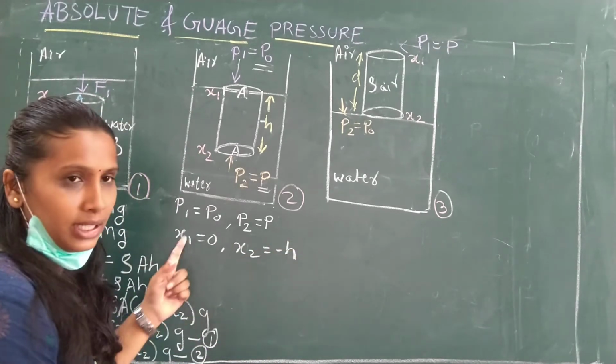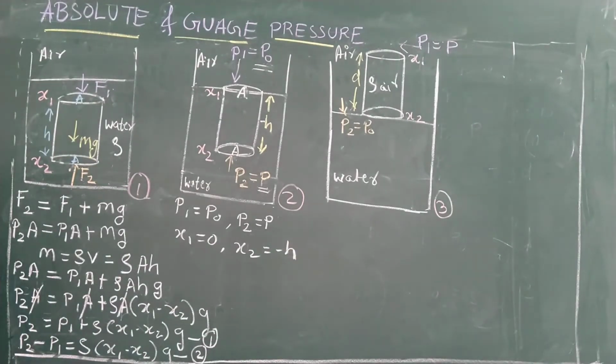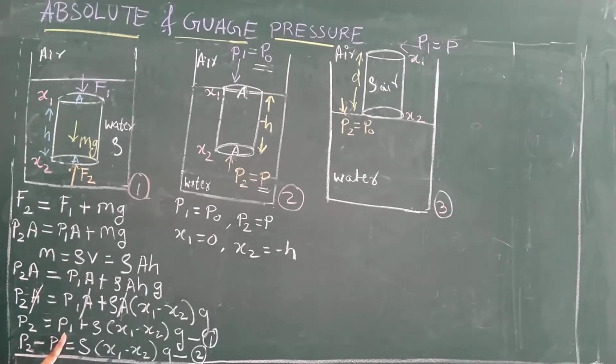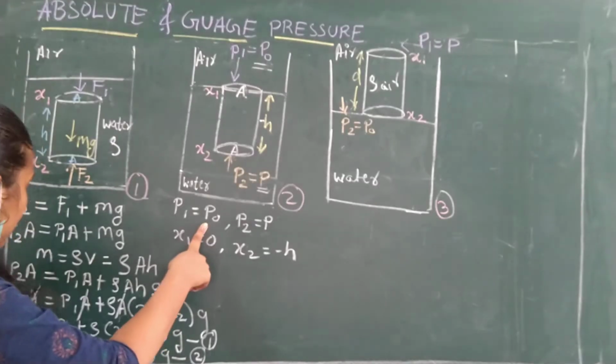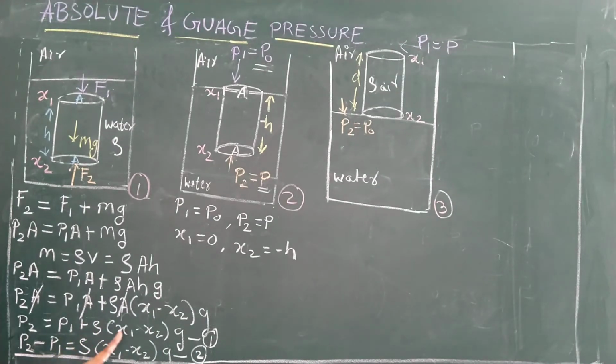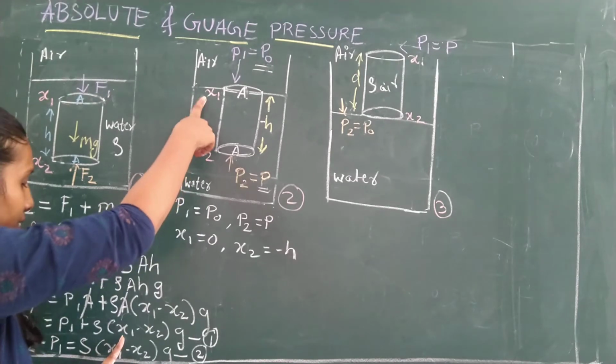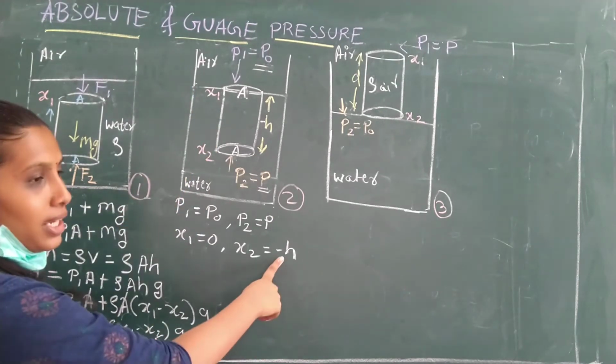Now we have this fourth thing and we know equation number 1. By equation number 1, instead of P2, we are having P. Instead of P1, we are having P0, that is atmospheric pressure. Rho as it is, instead of x1 we are taking 0 now because it is the starting reference point, and x2 is nothing but minus h.